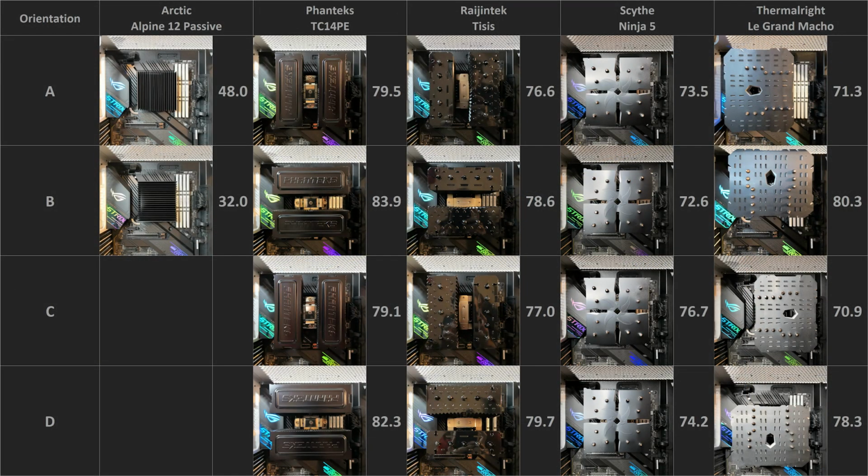Here is a summary of the results, with the calculated maximum power limits to avoid throttling in a 25 degrees Celsius room. For the Phanteks, Raijintek, and Scythe coolers, the orientation did not seem to make a significant difference. For the Arctic Alpine 12, it is clear that the vertical fins are much better. And for the Thermalright Le Grand Macho, it is significantly better in the upward or downward orientation, B or D.